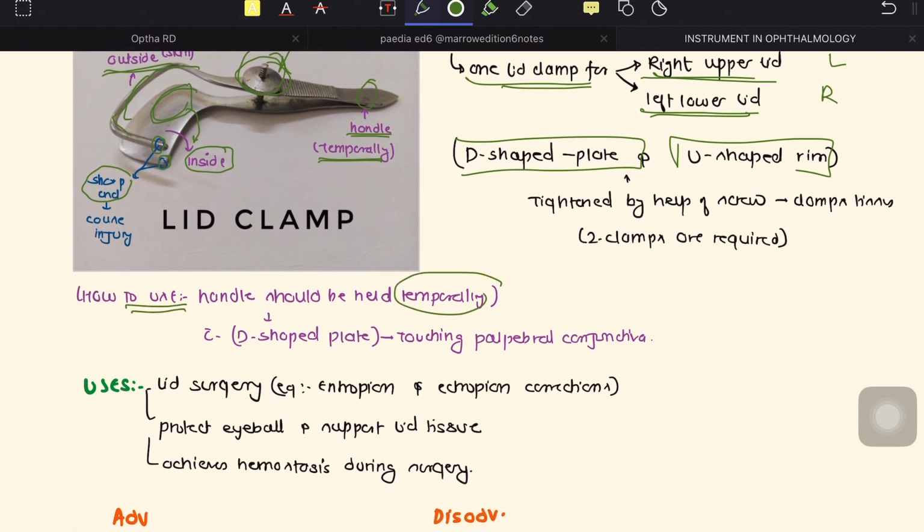So how do we use this? The handle should be held temporally. As I said, the handle should be from the temporal side, and it has a D-shaped plate which should be touching the palpebral conjunctiva. It should be from within, from inside.